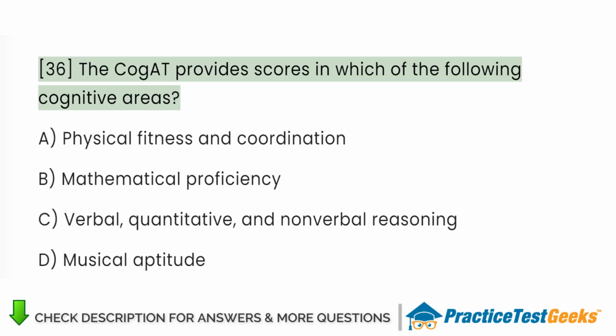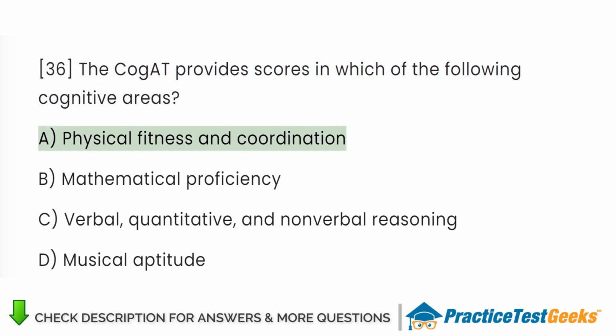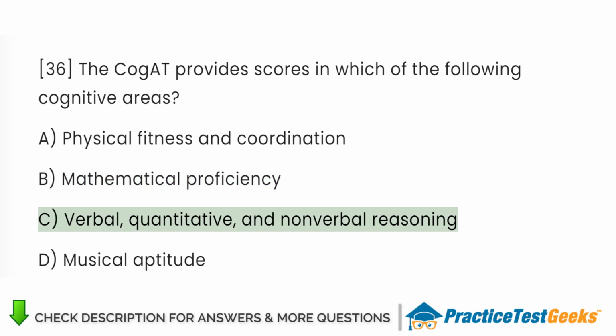The CogAT provides scores in which of the following cognitive areas? A. Physical fitness and coordination. B. Mathematical proficiency. C. Verbal, quantitative, and nonverbal reasoning. D. Musical aptitude.